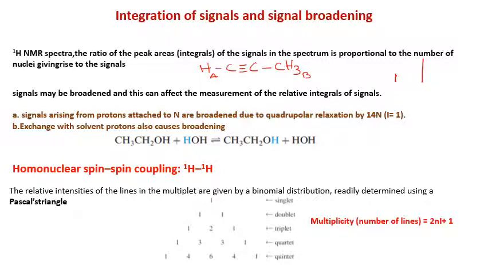And if you take the integral, you can see that this small peak is for 1 proton and this peak is for 3 protons, just 3 times higher than the small peak. So if you calculate the peak area, the small peak is for this HA proton and this large peak is for the CH3 proton, and the ratio is 1:3. It suggests that there is 1 HA proton and 3 HB protons.